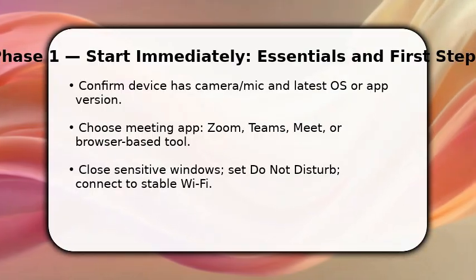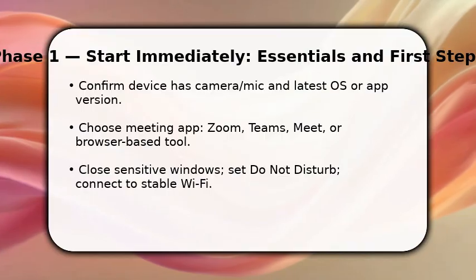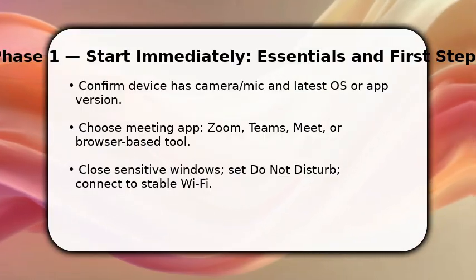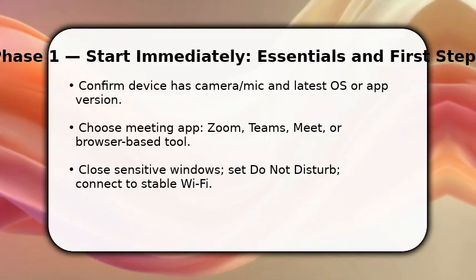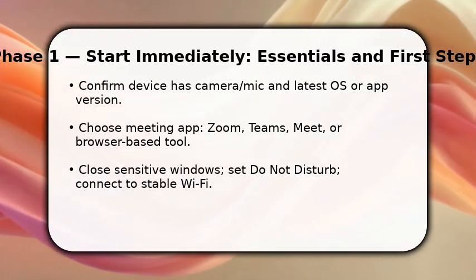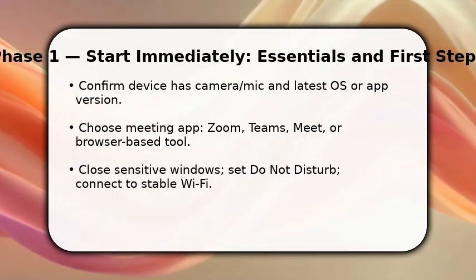You begin by opening the meeting app and signing in. This gets your permissions dialog ready. Once logged in, create or join the meeting. Make sure to allow microphone and camera access when prompted.